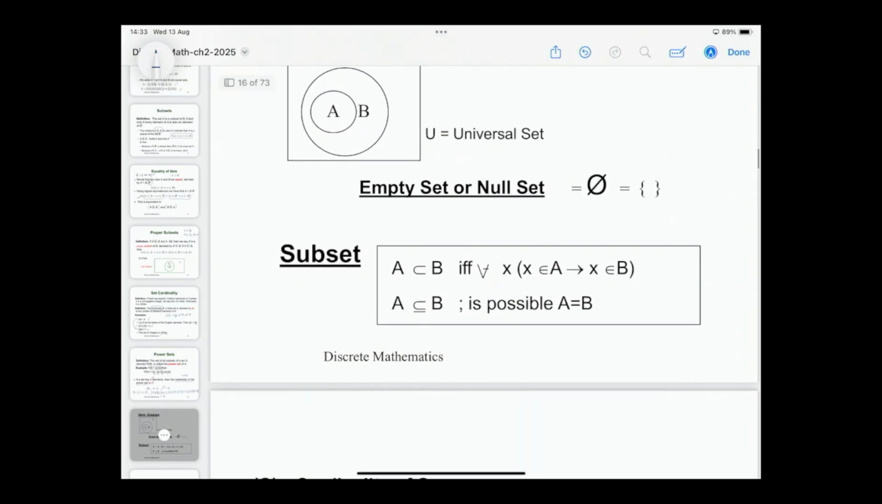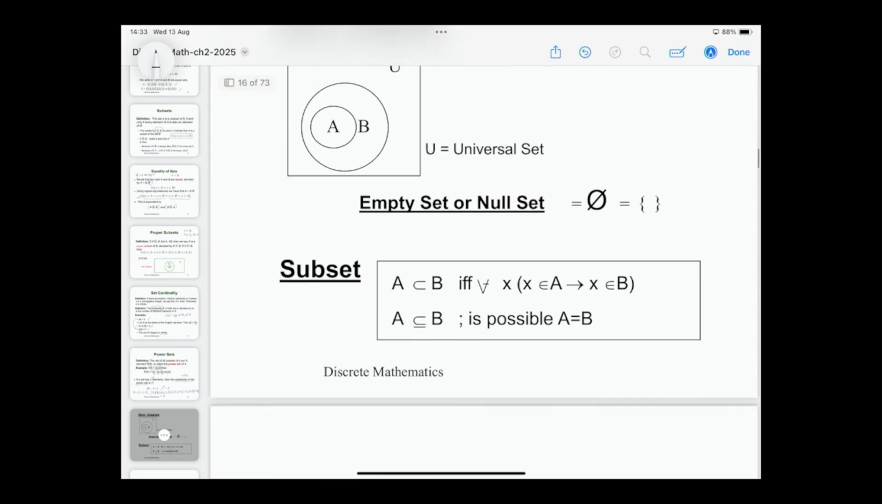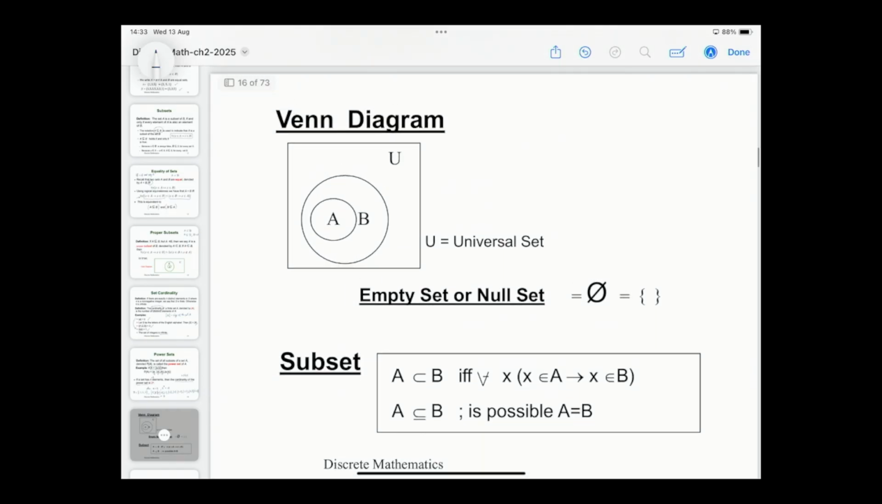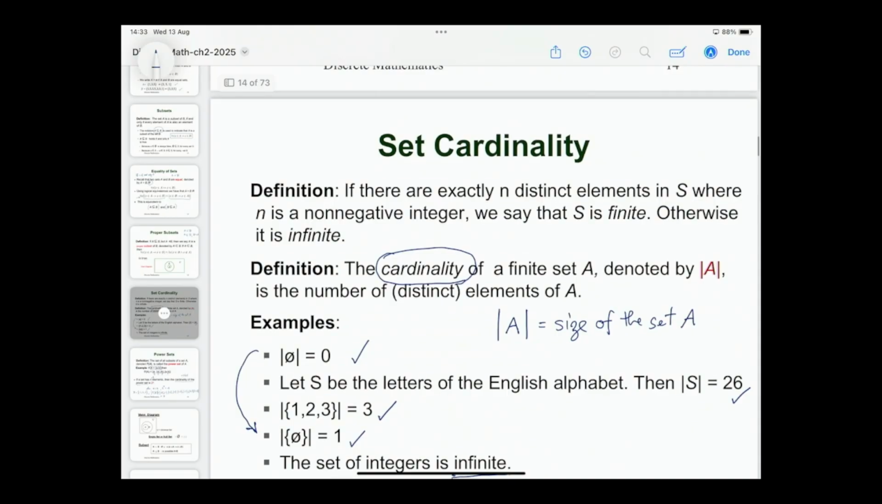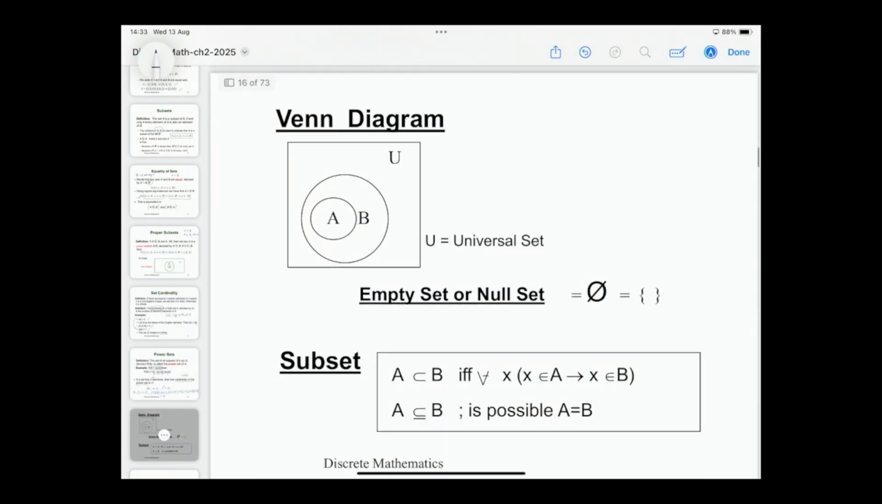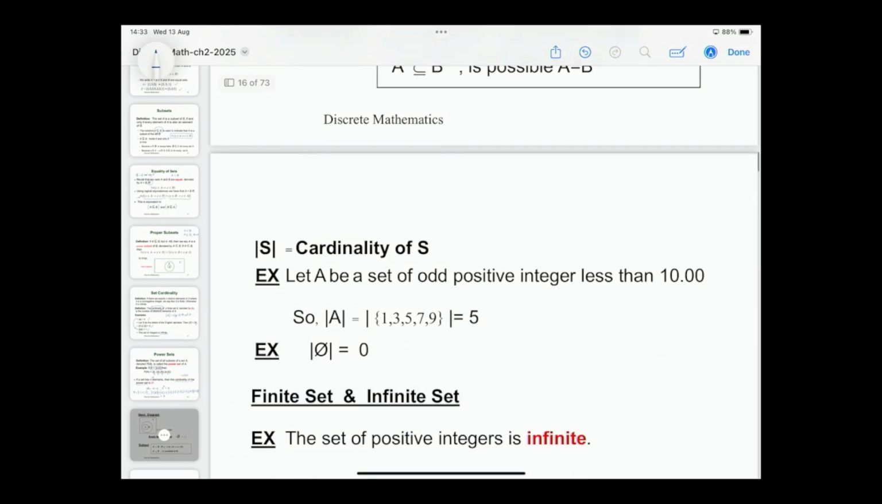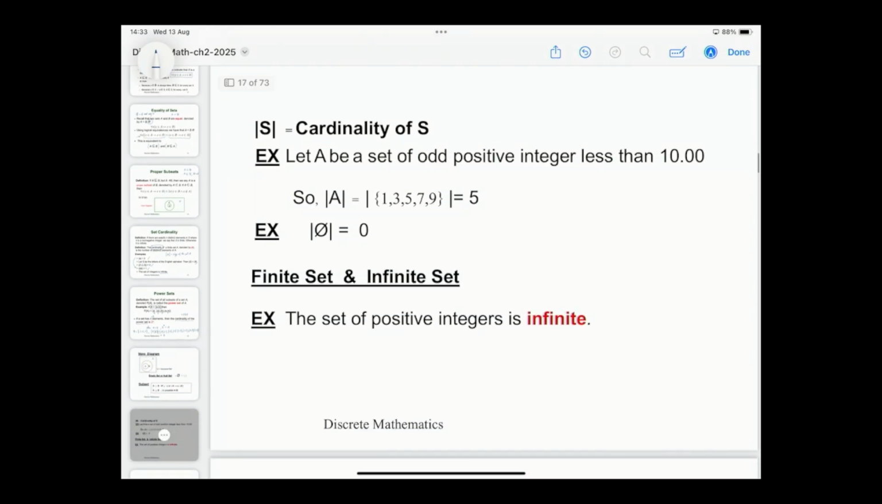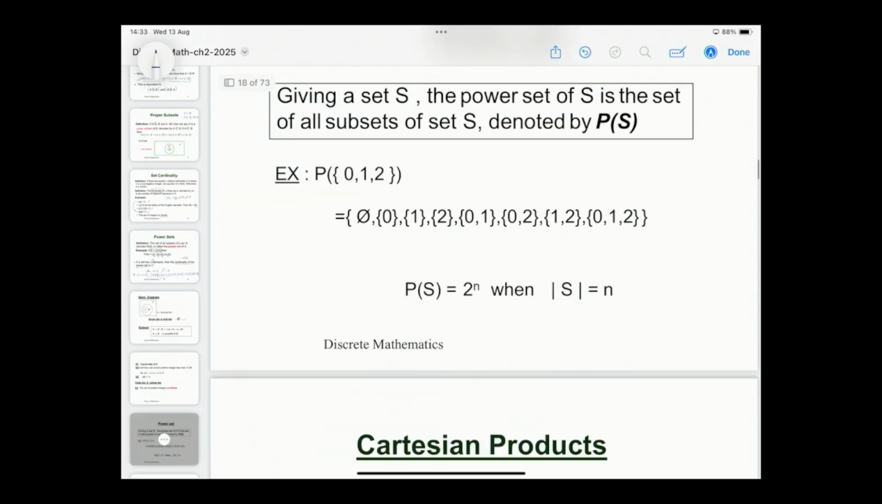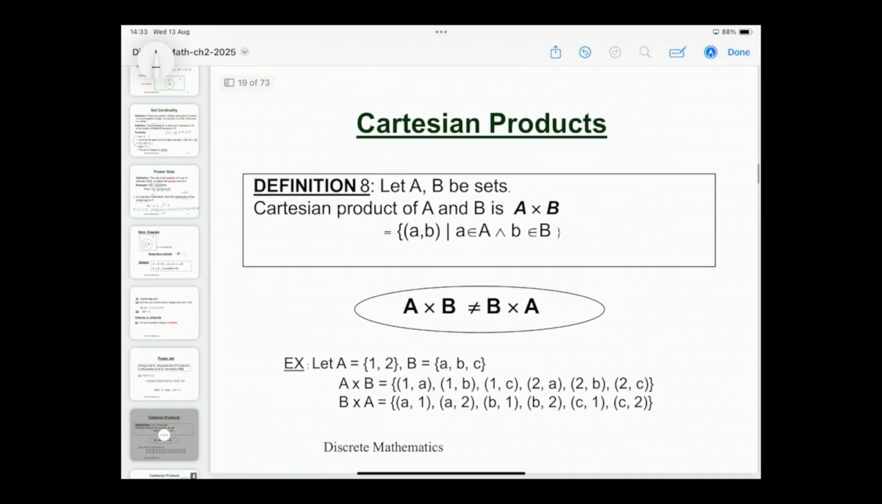Okay, we already discussed the subset, and proper subset as well, right? We can use a Venn diagram to represent the sets. Okay, moving on to the next one, Cartesian products.